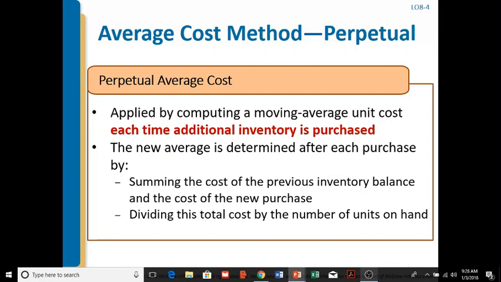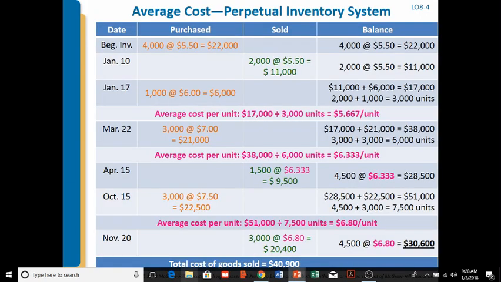So compare that with perpetual inventory system. Here you have to compute what they call the moving average unit cost each additional time inventory is purchased. The new average is determined after each purchase by summing the cost of the previous inventory balance and the cost of the new purchase, and dividing this total cost by the number of units on hand. So here we have the same example. We have our beginning inventory, 4,000 units at 5.50.